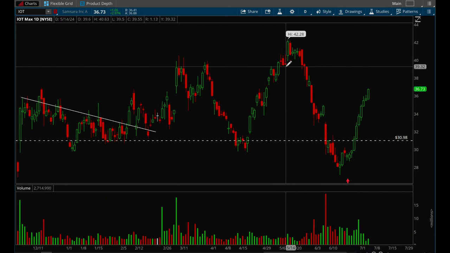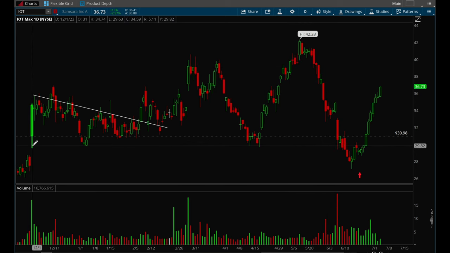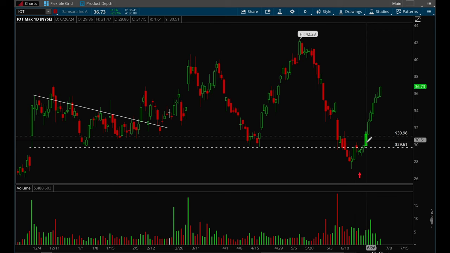And then finally, the last example. Here are the previous lows: one low here, a second low here, a third low here. This time you undercut all of those.